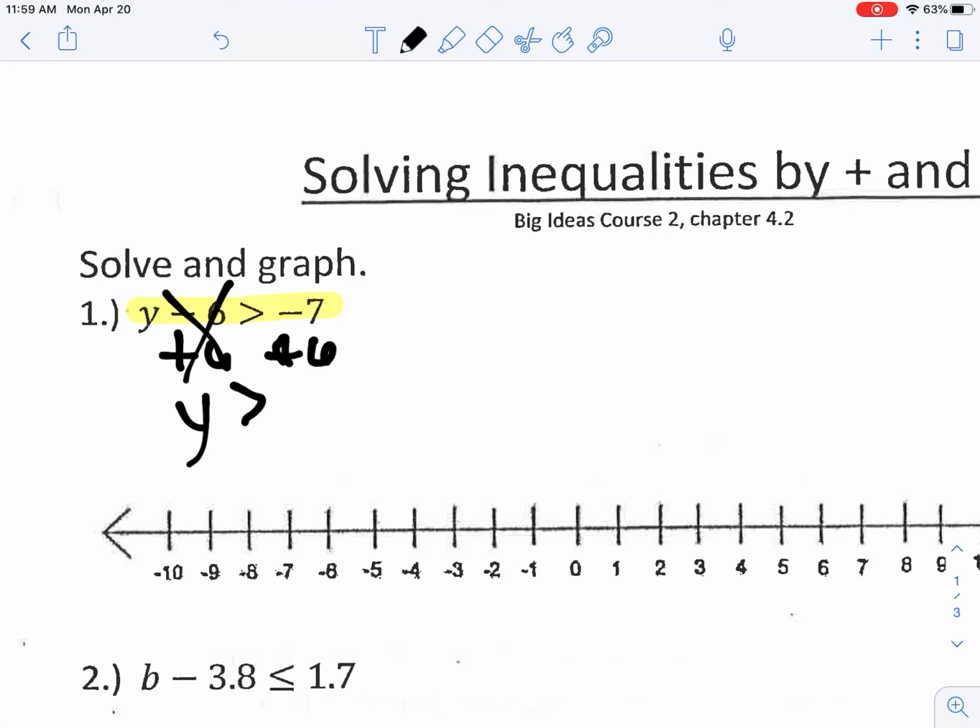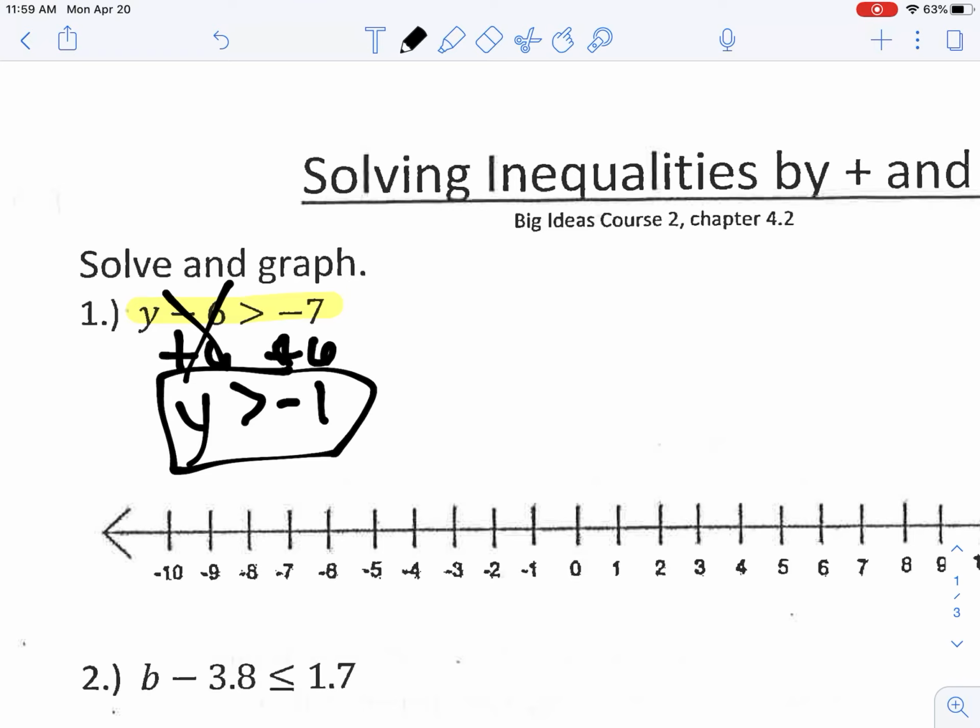So now we need to go back and think about our rules for integers. We've got a negative 7 and a positive 6. Remember, different signs find the difference. So the difference between 7 and 6 is 1. And we had more negatives than positives. Put a box around your solution for me. So that should be y is greater than negative 1.